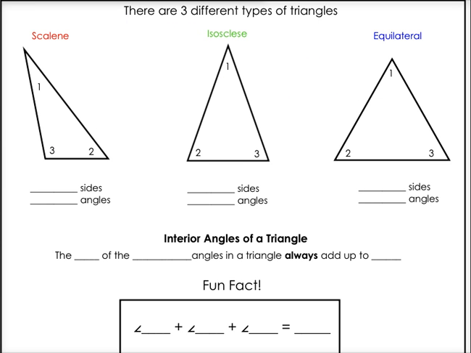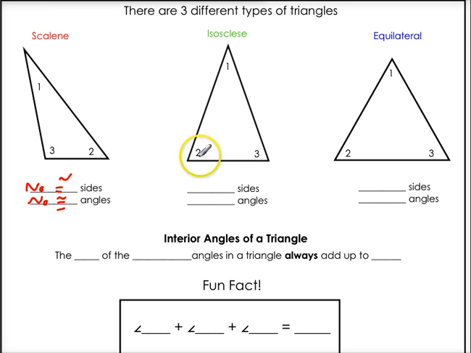The first kind is called a scalene, and a scalene has three different angles and three different sides. All the sides and all the angles are different. Nothing is congruent to each other. So we would say that there's no congruent sides and no congruent angles. Each angle is a different measure and each side has a different length.